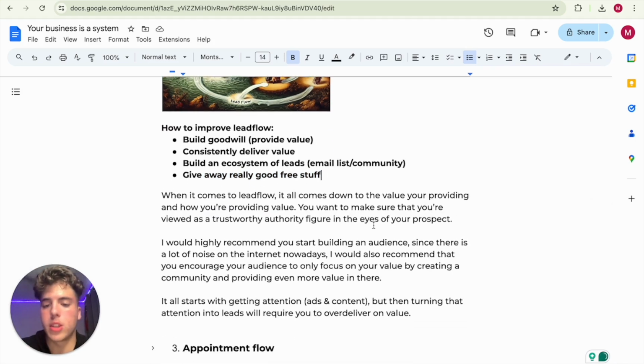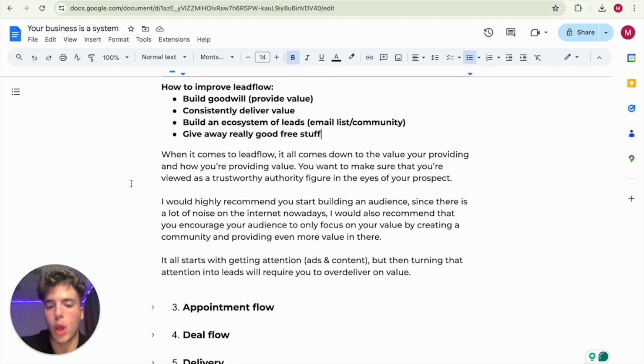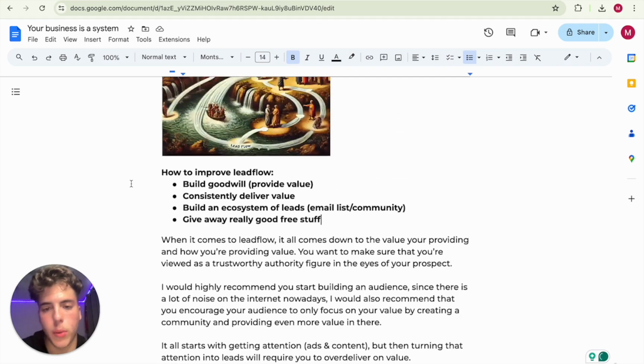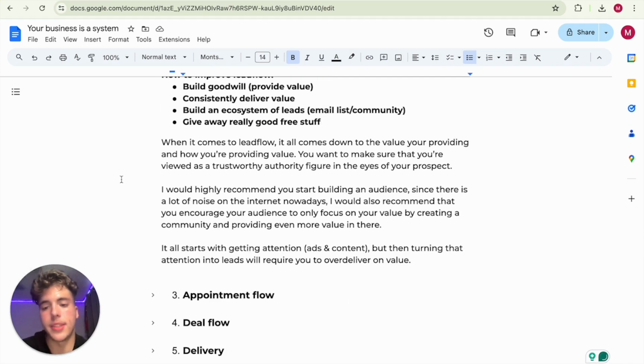Simple as that. And so when it comes to lead flow, it all comes down to the value you're providing and how you're providing value. You want to make sure that you're viewed as a trustworthy authority figure in the eyes of your prospect. The deciding factor of how you're viewed is basically if you're creating content, if you're just running ads, basically what I explained above. And I would highly recommend you start with building an audience. Since there's a lot of noise on the internet nowadays, I would also recommend that you encourage your audience to only focus on your value by creating a community and providing even more value in there.